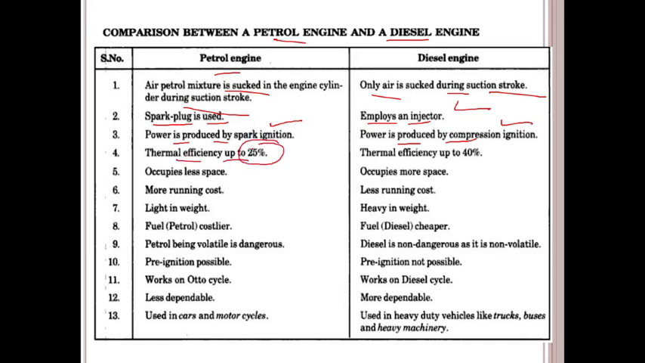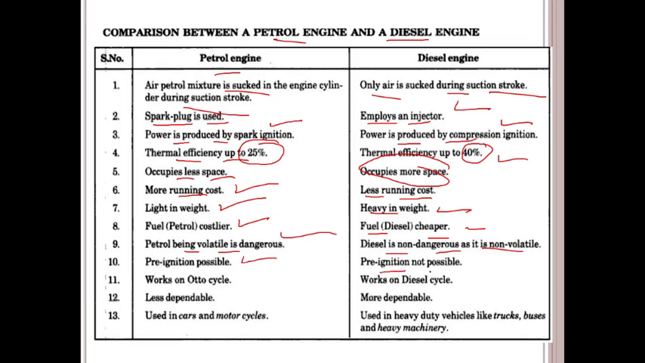Thermal efficiency is about 25% in petrol, and here thermal efficiency is about 40%. Petrol occupies less space, diesel occupies more space. Petrol has more running cost, diesel has less running cost. Petrol is light in weight, diesel is heavy in weight. Petrol fuel is costlier, diesel fuel is cheaper. Petrol, being volatile, is dangerous; diesel is not dangerous, as it is non-volatile.